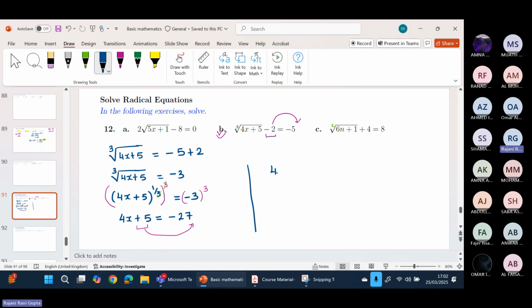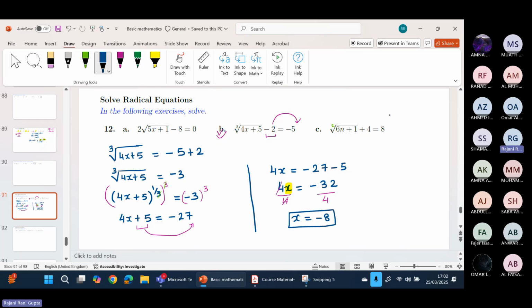This gives you 4x equal -27 minus 5. So -27 minus 5 gives you -32. As you need x all over, what you will do, good. So you will divide all by 4. Cancelling this, giving you x equal minus 8. 8 4s are 32.